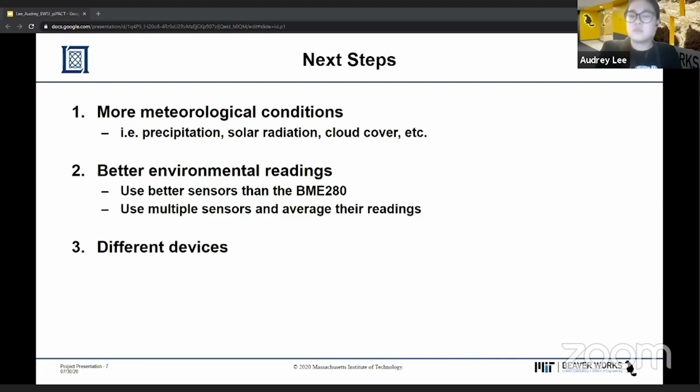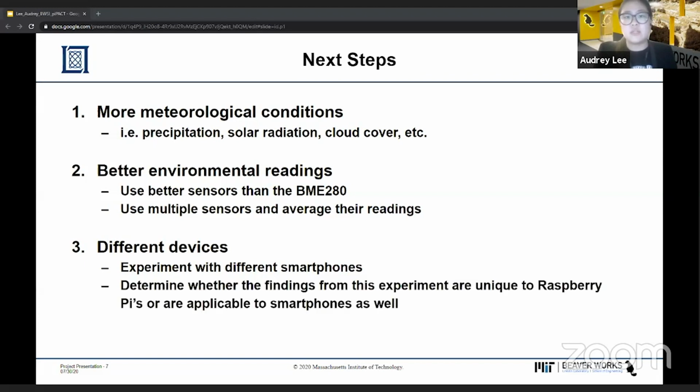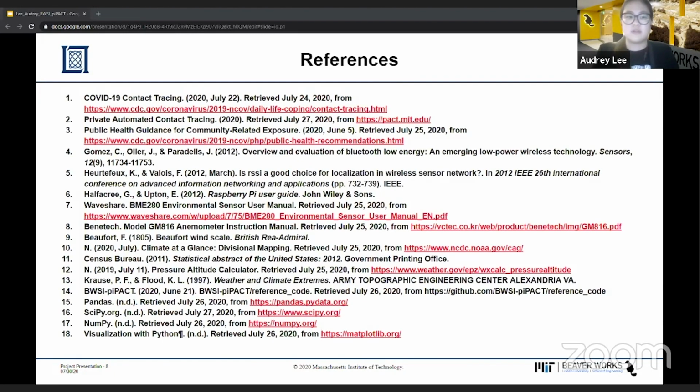And finally, use different devices. In the end, the PACT system is going to be implemented on actual smartphones, not Raspberry Pis, because people don't usually carry around Raspberry Pis with them. I used Raspberry Pis because those were provided to me for this project, but the experiment should still be repeated using various smartphones and the environmental sensing capabilities of those smartphones, or maybe even the local weather reports that the smartphones have access to, because that would better represent the final iteration of PACT. And also, this would confirm whether my findings are unique to the Raspberry Pis that I used, or whether they're consistent across Bluetooth devices. And finally, these are the references that I used for my report.